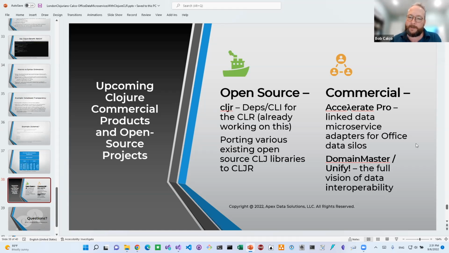The commercial side, we've got Accelerate Pro coming out shortly. And that's where we're really bringing in linked data microservice adapters for Office data silos, and then Domain Master, which is the much bigger vision of interop that I didn't really get into today about how that would work. That's where we use things like blockchain and some of the other things that are more about the propagation of change.